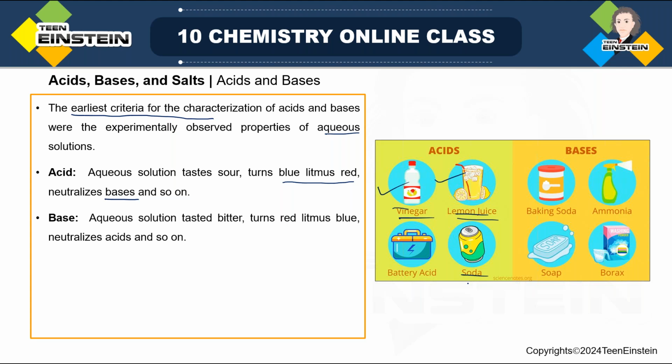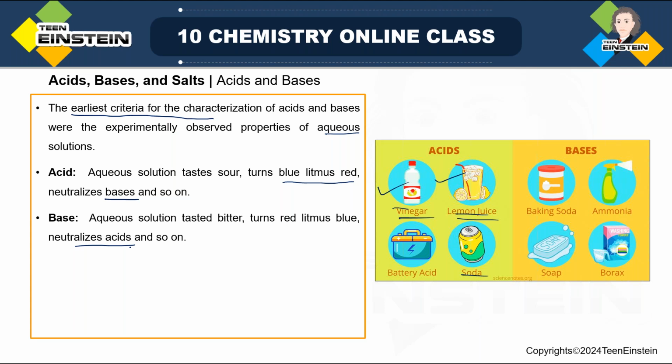Then a base aqueous solution tastes bitter, and it turns red litmus blue. So now there is another type of litmus paper which is red in color, and if you dip it in a basic solution, it will be converted to blue color. And on the contrary, it neutralizes acids. So basically, acids and bases neutralize each other.